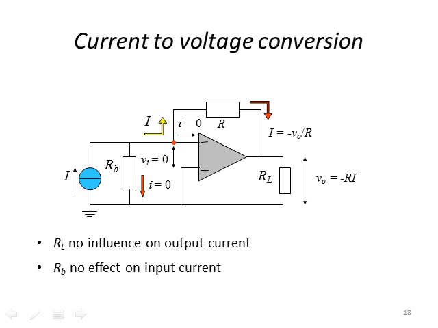So R has no influence on the output current. It's always going to be determined by the current that's going through IR. RB also has no effect on the input current. So you can see that throughout the lectures of the course, we've seen this virtual terminal concept, which is one of the most important uses in measurements of the operational amplifier.